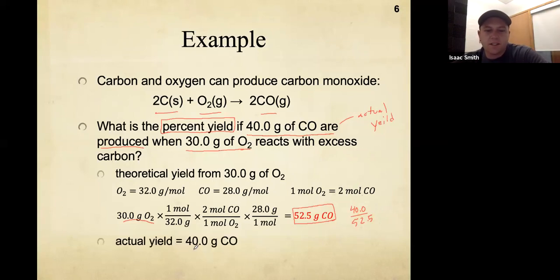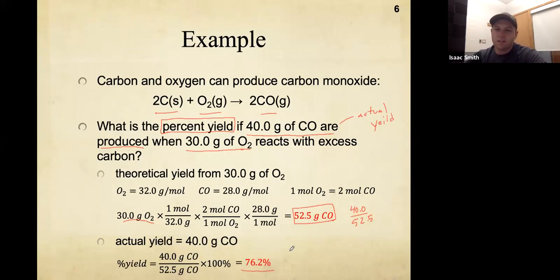Okay, so actual yield is 40 grams. We take our actual divided by theoretical and multiply by 100, and that gives us the percent yield for that reaction. Okay, so I've introduced this new topic of percent yield, but again, the main part is this mass calculation that we've done probably a million times by now. Not a million, but a lot. Okay.